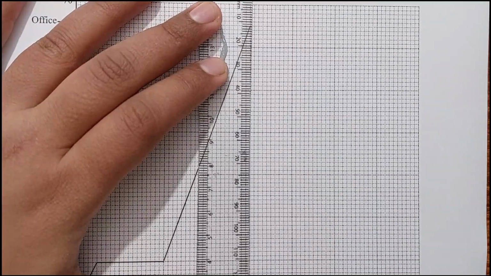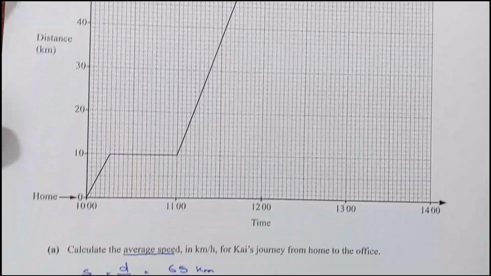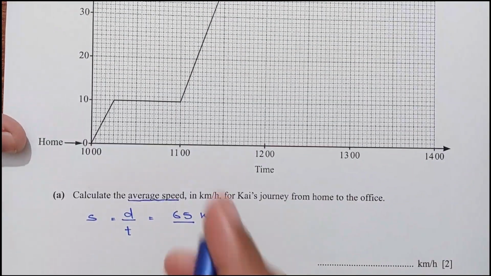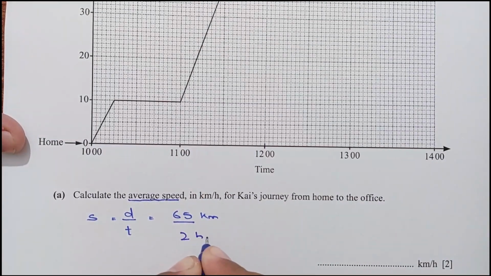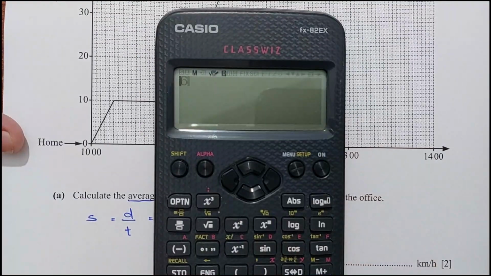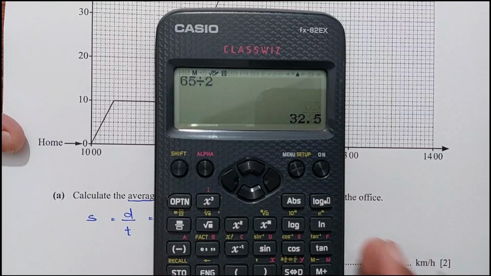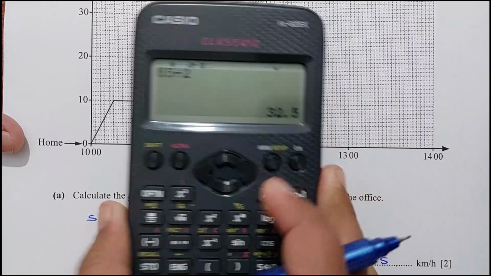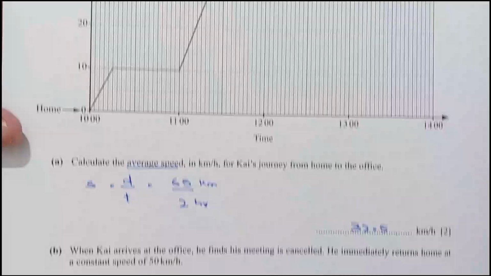So this is the time at 12, right? 10 to 11, 11 to 12, so that is 2 hours. Right, so 65 out of 2 is 32.5 kilometer per hour, which is the average speed of Kai's journey.